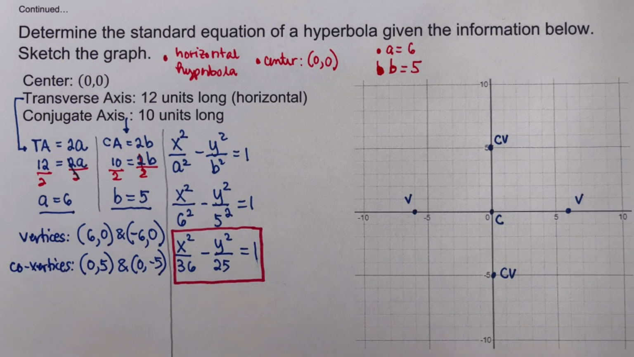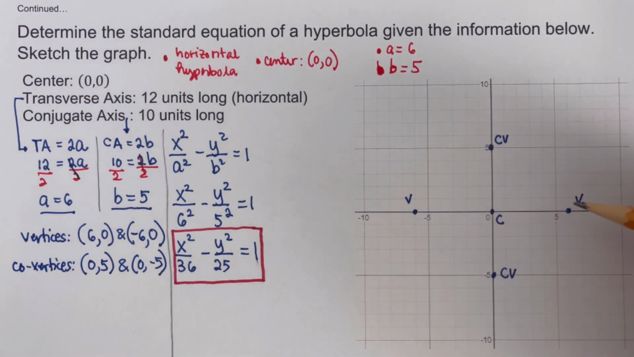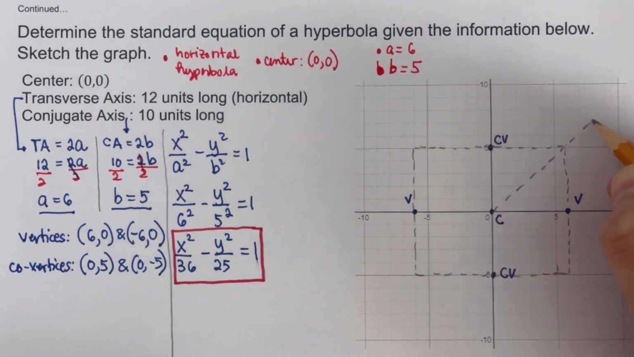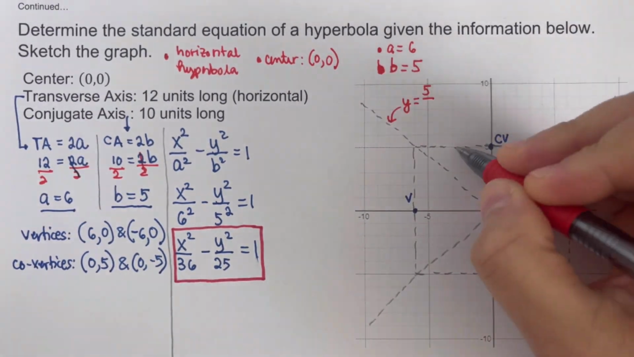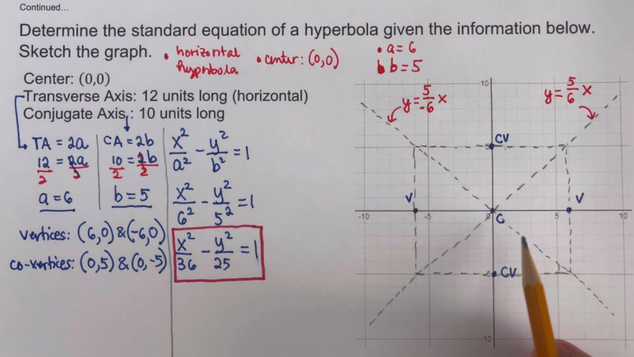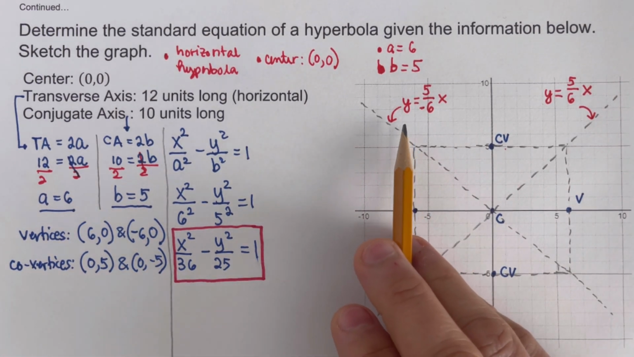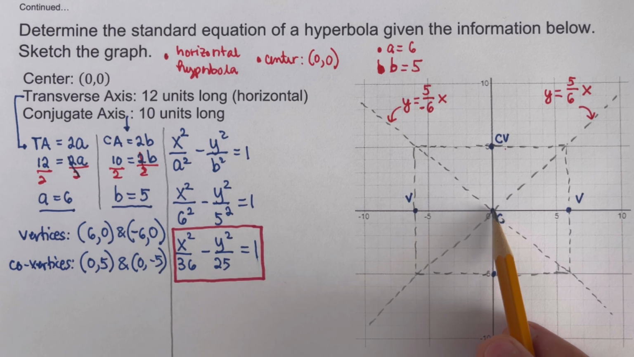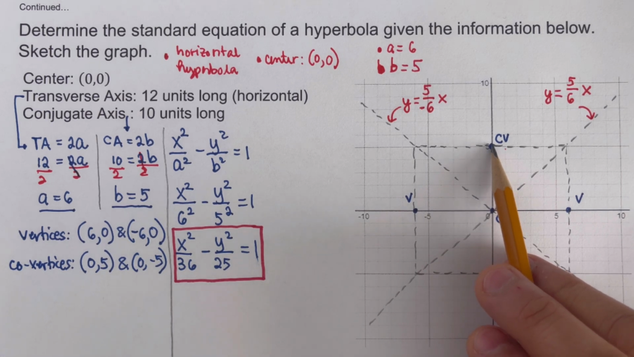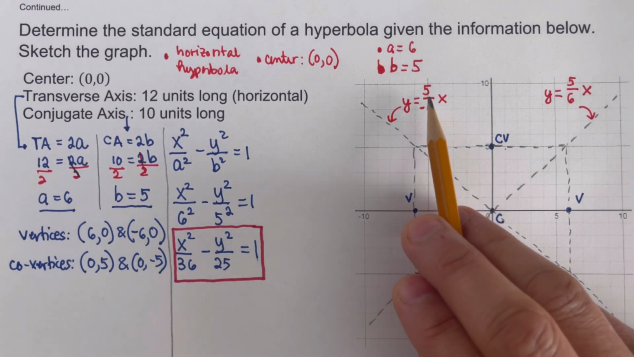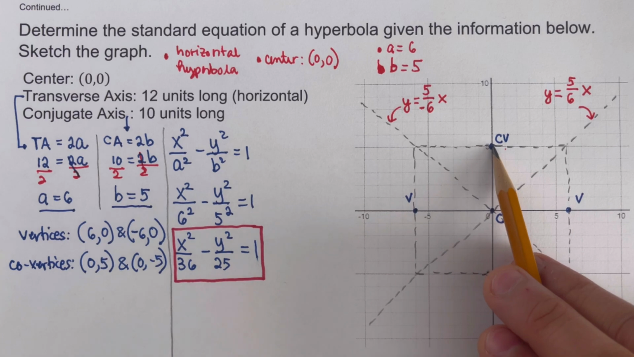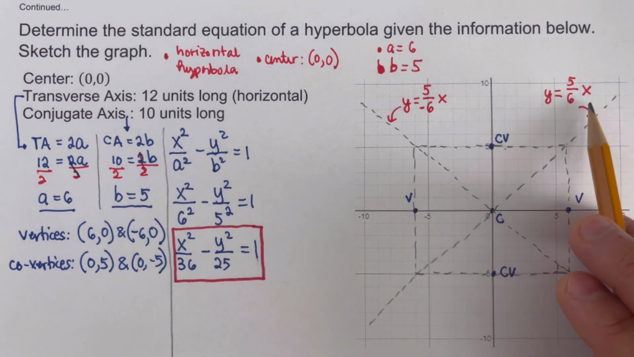Then we draw the central rectangle and the two asymptotes for this hyperbola. Okay, so I've drawn the central rectangle and the two asymptotes. The equation for the asymptote with negative slope: remember, from the center we go up to the corner of the rectangle. We went up 5, and to the left 6. So that is y equals 5 over negative 6 x. The other one, we go up 5 and right 6, so that is y equals 5 over 6 x.